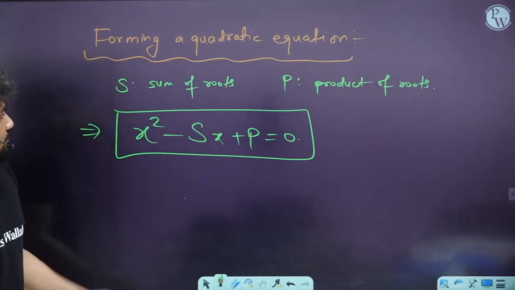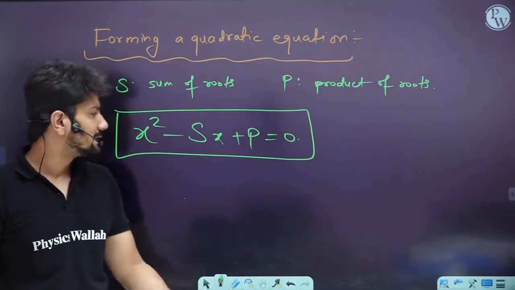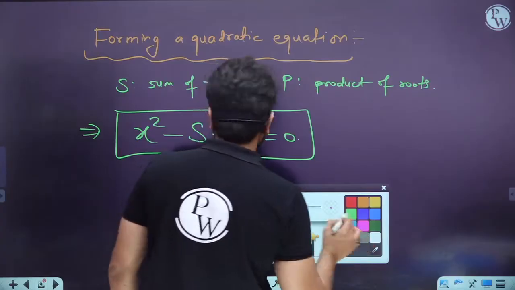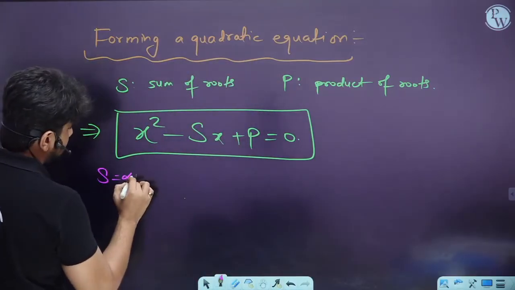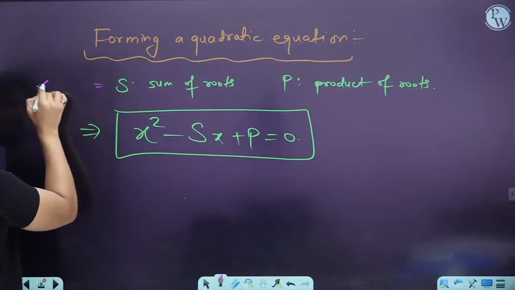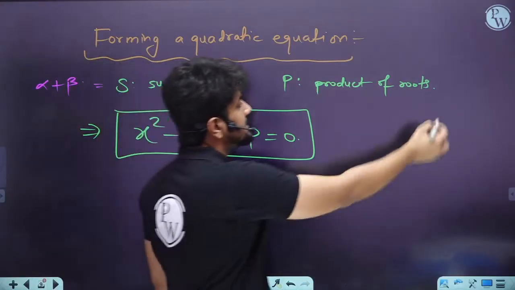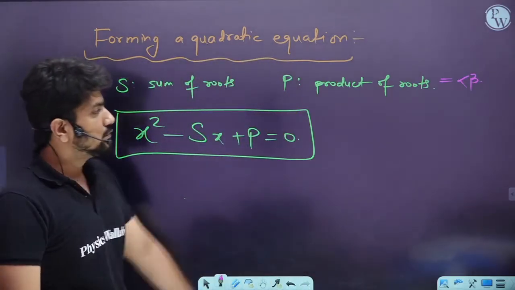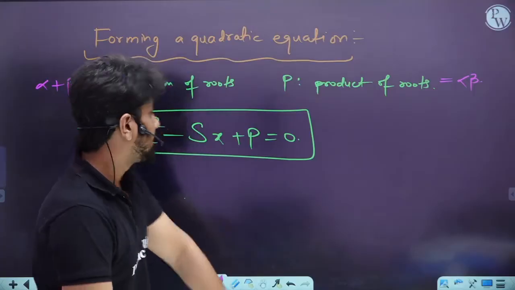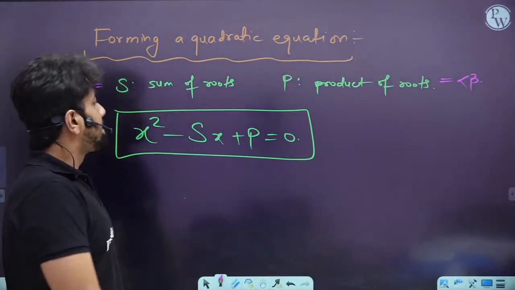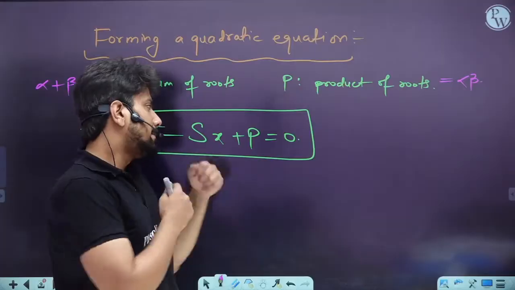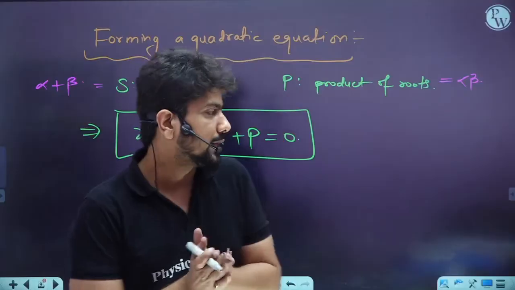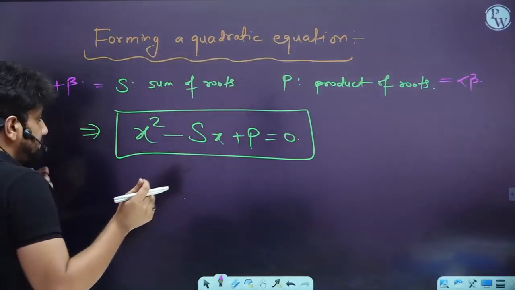Okay. Forming a quadratic equation, I just need two things: sum of roots and the product of roots. Basically sum of roots is alpha plus beta, right? S is alpha plus beta. Product of roots, basically alpha into beta. If I have the value for alpha plus beta, and the value for alpha into beta, I can make the quadratic equation like this: x square minus sum of roots times x plus product of roots is equal to 0. Cool? Simple. Now, let's get to the question.